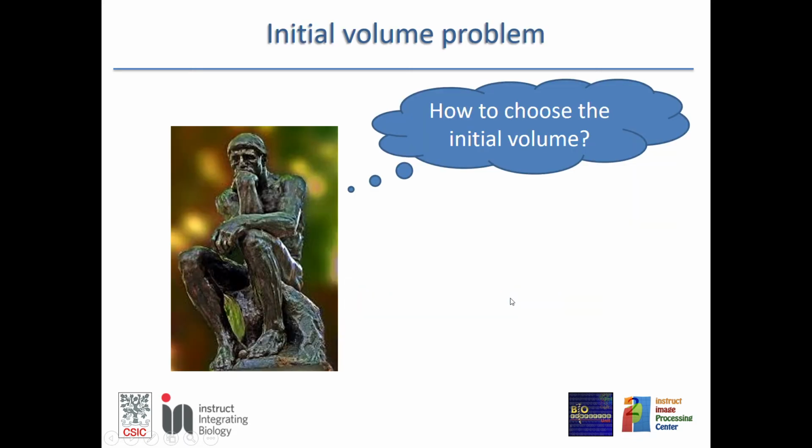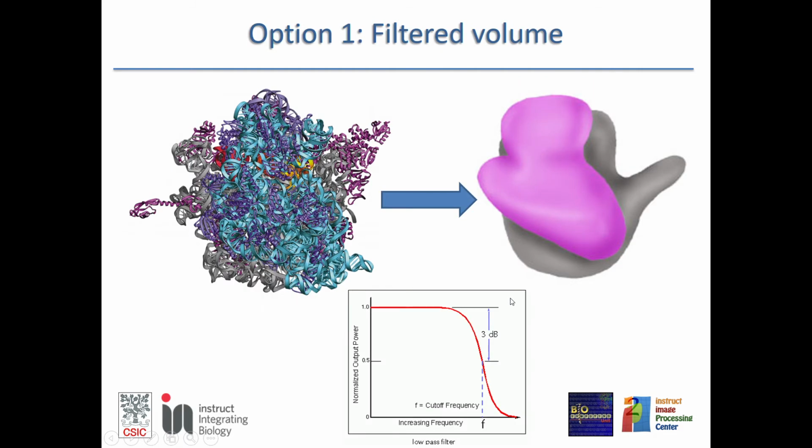Okay, so how to choose the initial volume? There are many choices. The first one, and this is one of the most common, is to use a filtered volume. If I'm reconstructing ribosomes with different ligands, different factors attached or not, I could start with a ribosome of the kind that I'm interested in, low pass filter it to, let's say, 60 angstroms resolution, and then start the reconstruction from there.